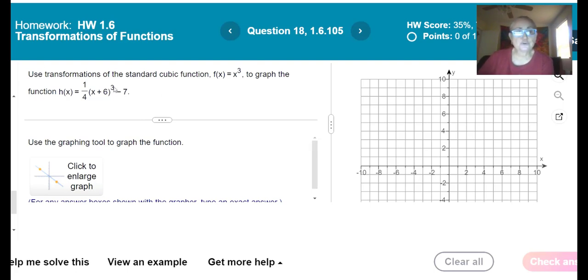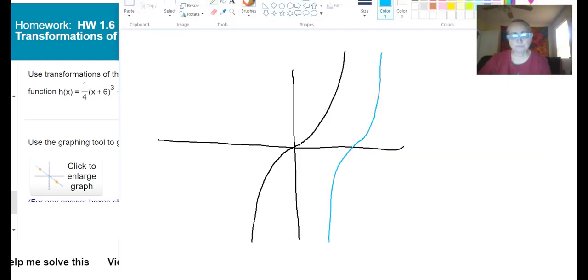Okay, so now they've given us a cubic with lots of stuff going on here. We always start inside. That's going to be our horizontal. So we do our horizontals first, always. That is to the left 6. We're going to go left 6 with our cubic. Then we're going to make it 1/4 as tall. So we move it left first. We don't change the shape, but then we squish it down by 1/4, and then we shift the whole thing down by 7. All right, we're going to pick some points this time on this one.